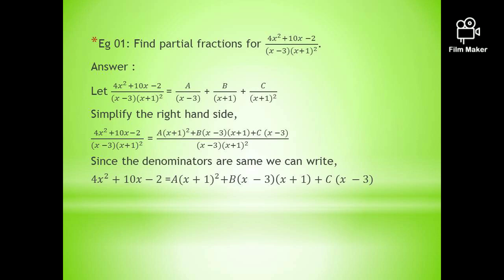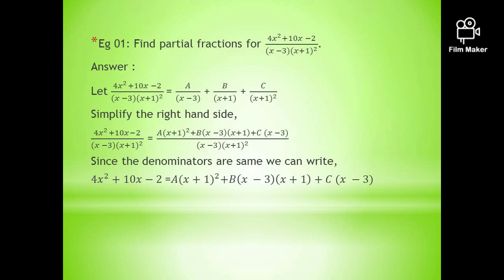If you come up with this example, we need to find the partial fractions for 4x squared plus 10x minus 2 over x minus 3 into x plus 1 squared. Therefore you can break the partial fraction terms as A over x minus 3 and B over x plus 1 plus C over x plus 1 squared. Because the repeated term is x plus 1 squared, you have to write with the minimal terms of x plus 1 squared.